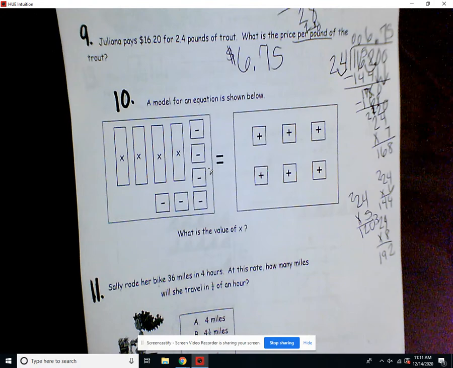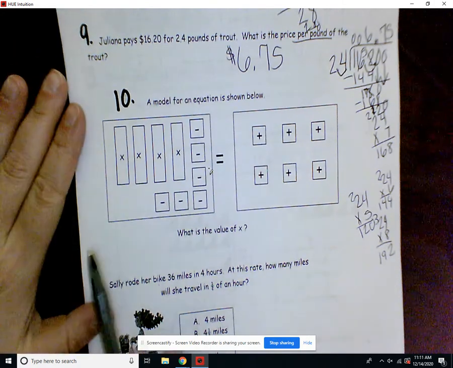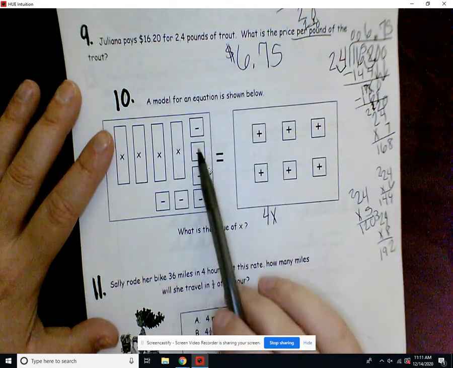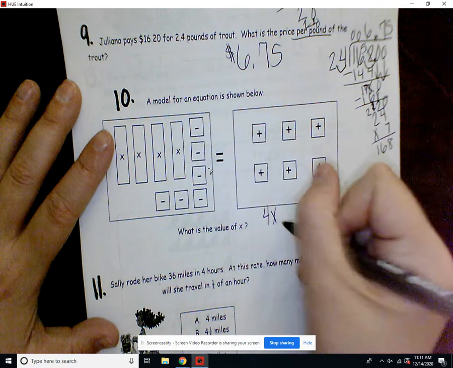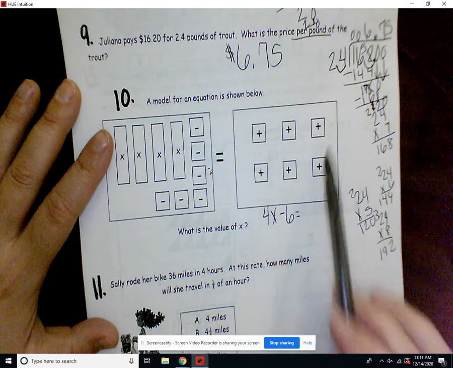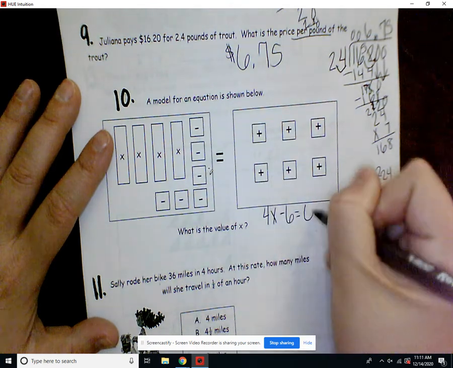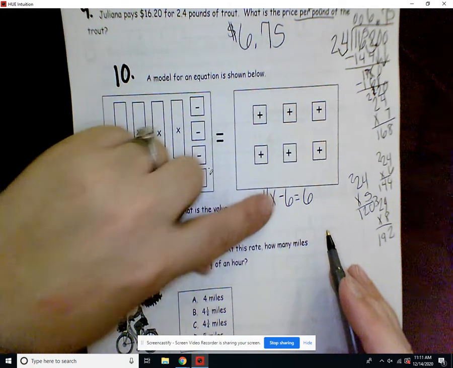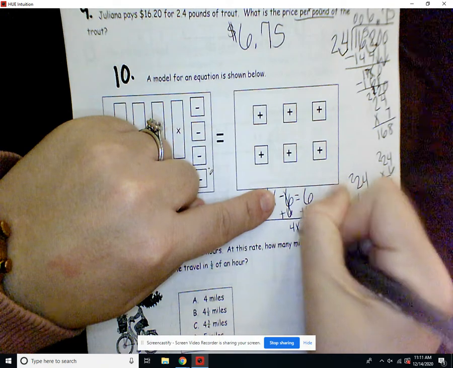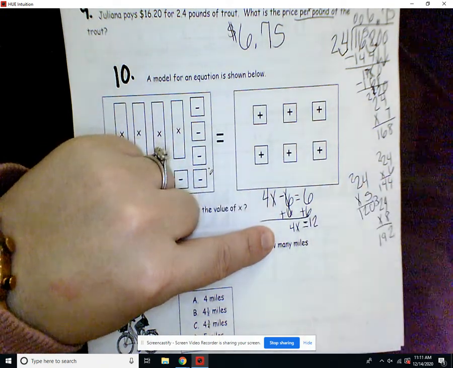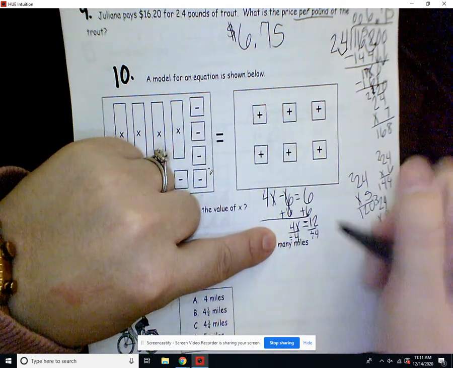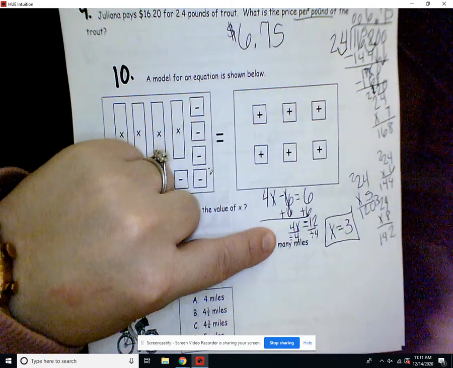All right, so number 10, what is the value of x? So again, writing our equation. So we have 1, 2, 3, 4 x's. Count our negatives. 1, 2, 3, 4, 5, 6. And then we have 1, 2, 3, 4, 5, 6 positives. And now we're going to solve. So cover up our x. Opposite of -6 is +6. 6 plus 6 is 12. Divide by 4. 12 divided by 4 is 3. So x equals 3.